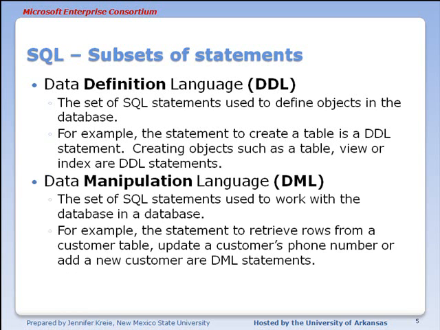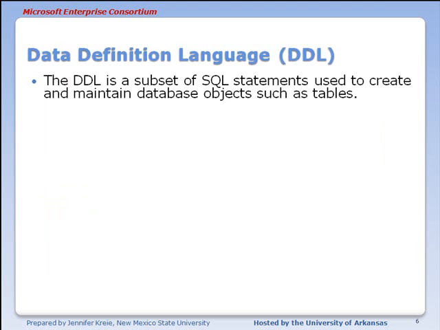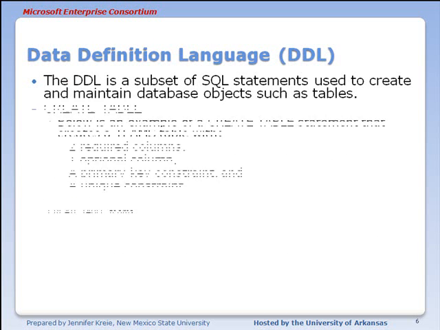DML, or Data Manipulation Language, is the subset of SQL statements used to work with existing data in existing databases. So the commands you use to pull data out of a table or tables, to update a particular field in a table, or to add a new row to a table are all part of the DML set of SQL statements. We'll first look at the data definition language, and we'll look at creating a table.